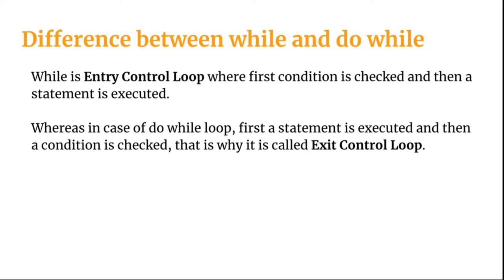Whereas in the case of the do while loop, irrespective of whatever the condition for the loop is, it first executes a statement and then checks for the condition. That is why it is called an exit control loop. So the difference is that for a do while loop, one statement will definitely be executed. But for a while loop, only if the condition evaluates to true will the statements be executed. So let's now jump onto the coding part and see how we can implement these loops.